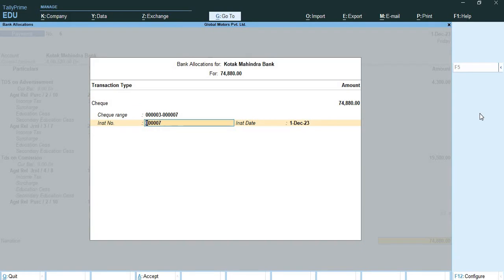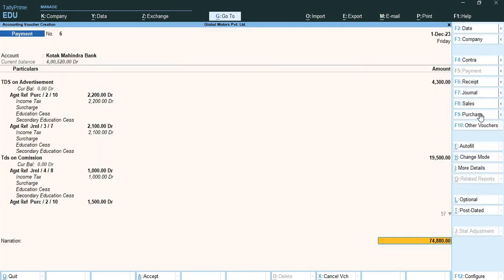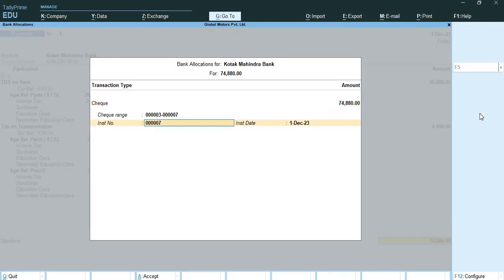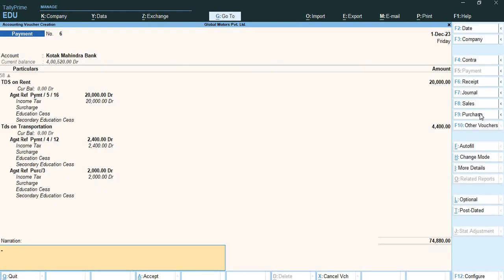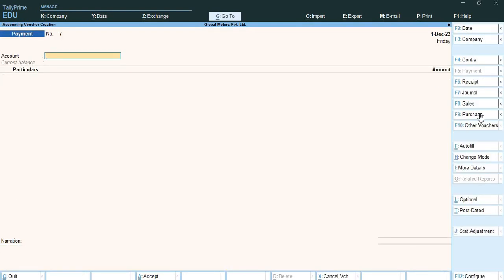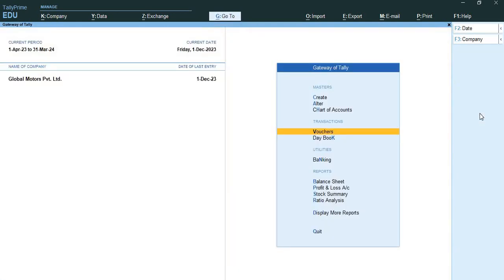So what I'm going to do, I'll go back. Okay, I'm going to make this payment through check number 000007. This way. So this way we have done the payment of tax. Now we will print the ITNS challan. For this we will go back and I'll show you how we are going to print the ITNS challan.